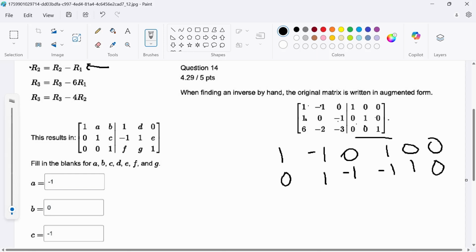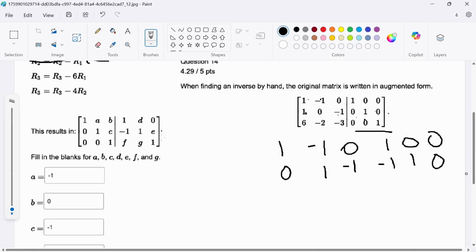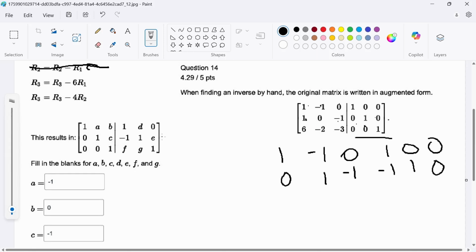Now I've got two instructions. I've already done that one. I've got two for row 3. So instead of rewriting it over and over, I'll do the first one for row 3 and then do the second one and then get the resulting row 3. So row 3 equals row 3 minus 6 row 1.